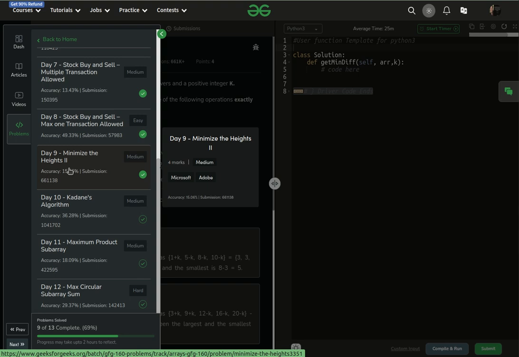Today we are going to solve the GFG 160 day challenge series problem number day 9, and the problem is Minimize the Heights. It's a medium difficulty level. Okay, so let's read the question.